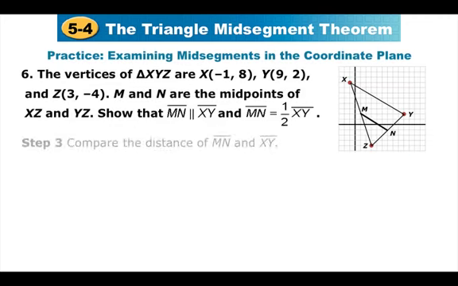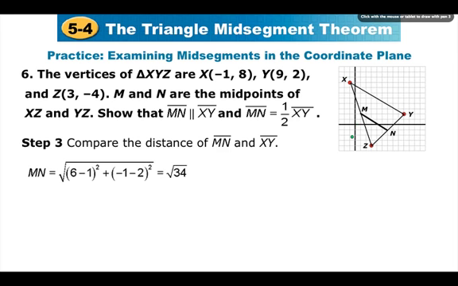So here we go. It says let's compare the distance of MN and XY. So I'm looking at MN and XY. So I'm going to have to use the distance formula. And again, you have used this in this class and also in Algebra 1. Once you substitute the values, you get radical 34. The distance for XY, you end up with 2 radical 34.